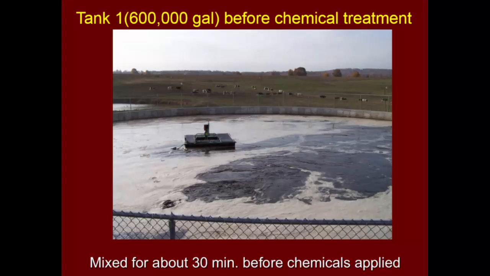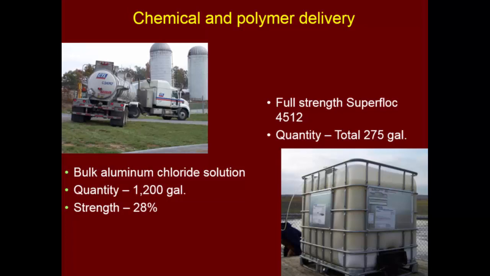We mixed it for 30 minutes before we applied the chemical. We brought the chemical in bulk containers. You can see we chose aluminum chloride, simply because at that time there were concerns, as this is closer to our football stadium, about fouling the air near the stadium. For the 600,000 gallon tank, we figured we needed about 1,200 gallons of aluminum chloride and about 85 gallons of the Superfloc polymer.